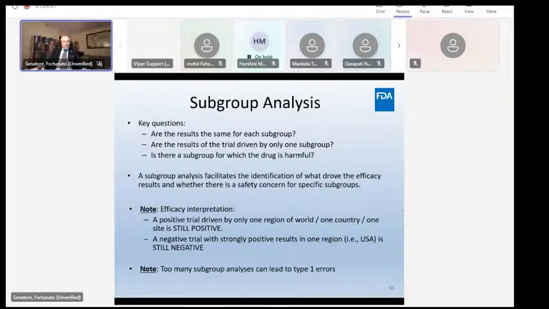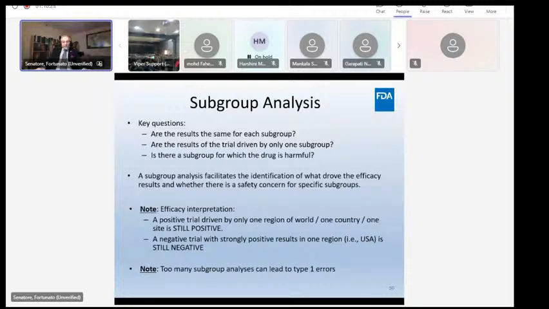Now, a couple of notes here. Efficacy interpretation. A positive trial driven by only one region of the world, or one country, or one site is still a positive study. This happens quite a bit. The study could be negative in the United States. It could be negative in Western Europe. It could be neutral in India, and it's highly positive in the Ukraine. And if you took out the Ukraine, the study was negative. Well, that's data fragility, but it's still a positive study.